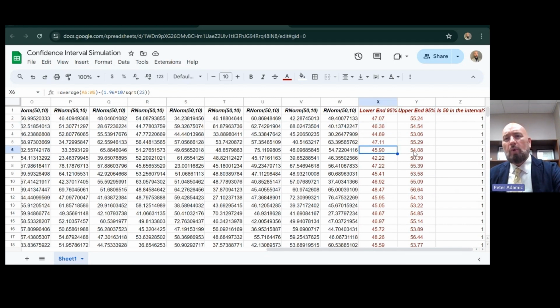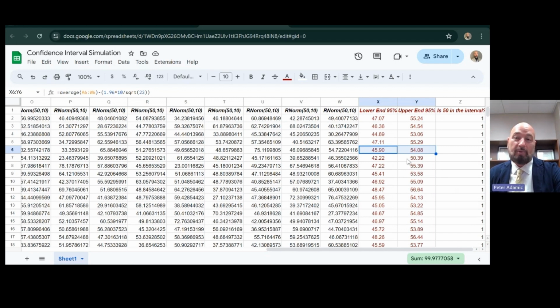Now, you still might be wondering, is there not then a 95% chance that mu lies in any specific interval? Well, we talked about this earlier. It's either 0 or 1. I've highlighted this one arbitrarily, the fifth one: 45.9 to 54.08. Now 50 is in that interval, right? But it's either 0 or 1. Either 50 is in the calculated interval or it is not. So objectively speaking, it's certain that 50 is going to be contained in the interval.